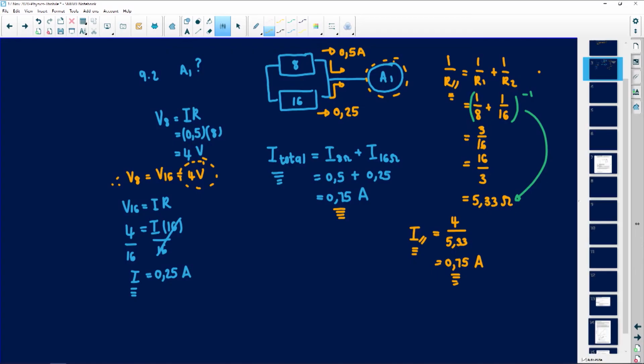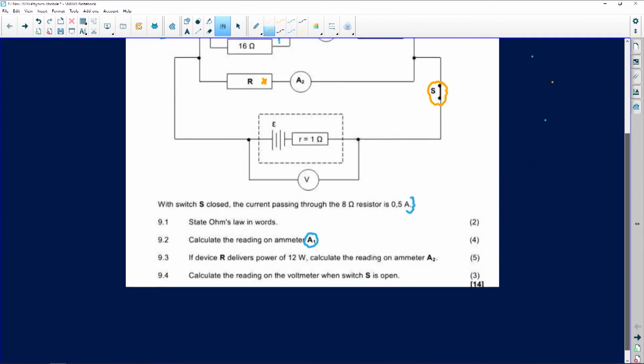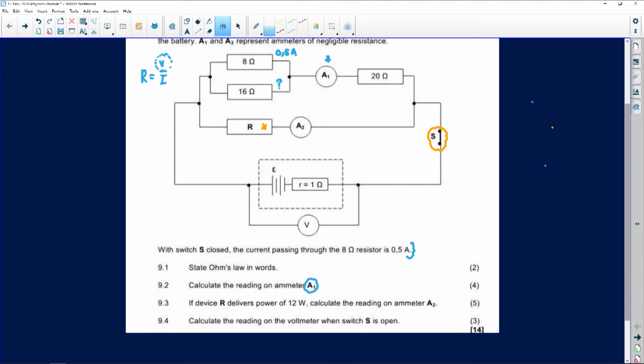So let's look at the next question. Let me see what's our next question. This one is for 5 marks. And this question says, if device R, remember device R is the one that is unknown, so we do not know the reading on device R. We are, however, told that it delivers a power of 12 watts, right? We need to calculate the reading on A2.